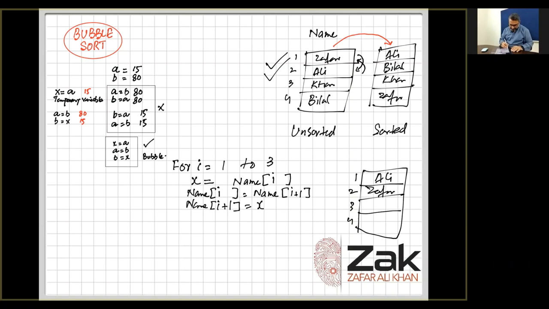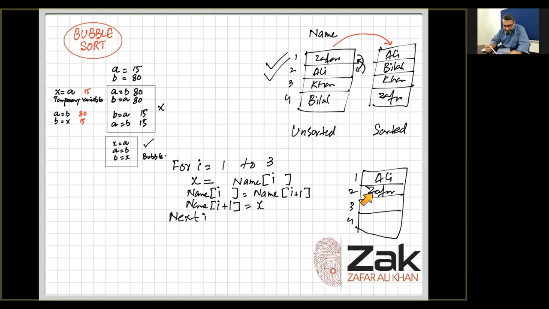Now what is happening is that I as index is 1 when it starts the loop. X is equal to name 1, so X will become Zafar. Name 1 will become name 2. I plus 1 is 2, so this place will be filled with Ali. Zafar will be overwritten with Ali. And then name 2 becomes X, X had Zafar. So Ali is now in position 1 and Zafar now is in position 2.